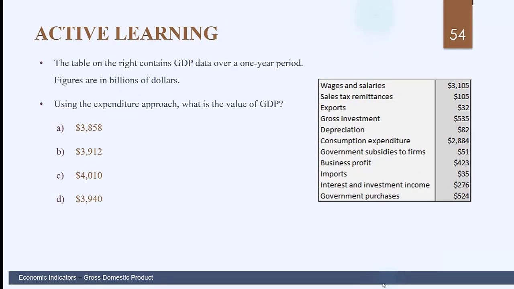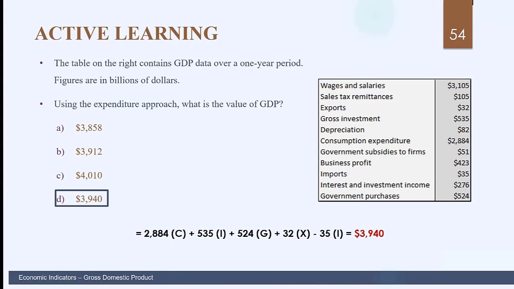In this question, you're given a table on the right that contains GDP data over a 1-year period. All the figures are in billions of dollars. And it's asking you to calculate the value of GDP using the expenditure approach. So give this a try, hit pause. You may want to use an Excel spreadsheet to do the calculations quicker, or if you have a calculator handy, that's fine as well. So hit pause. Okay, I'm back. How did you do?